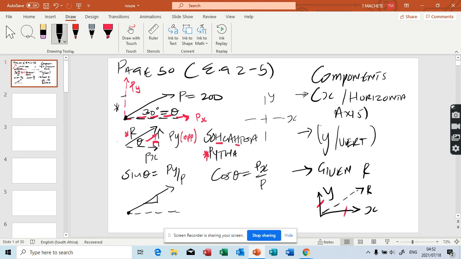So let's write p equals 200 somewhere here. 200 newtons, yes, newtons. So now, if you find something like this, this is a small right angle triangle. As you can see, it's inside. It's a small right angle triangle. Do you see that?